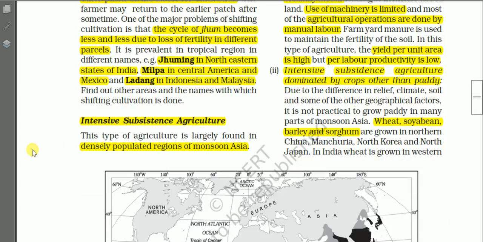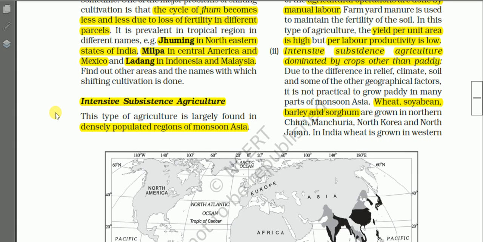So any question regarding this primitive subsistence agriculture, also known as shifting cultivation? No, sir. So let us go to another type of subsistence agriculture.